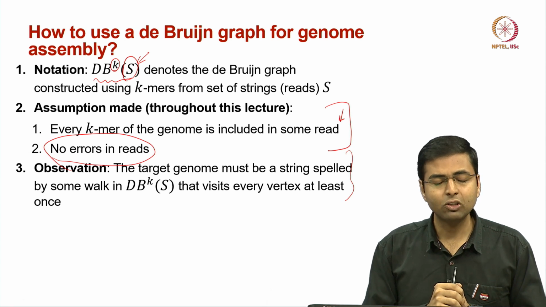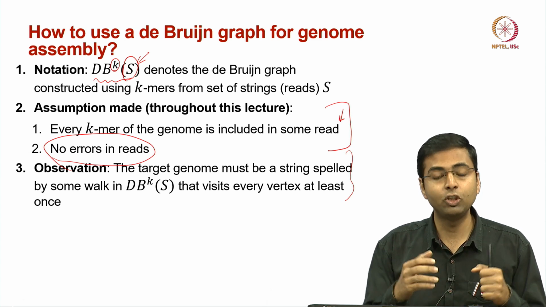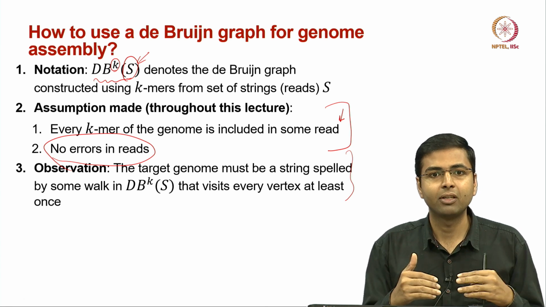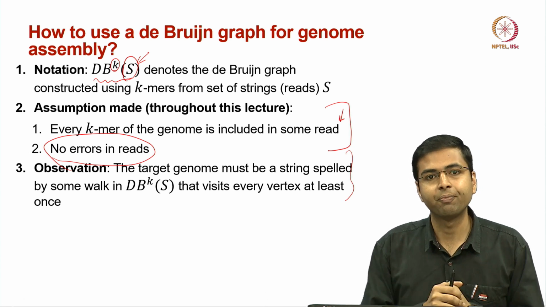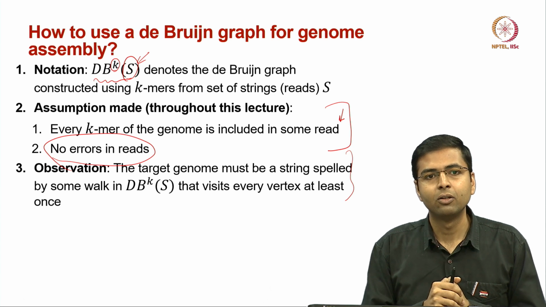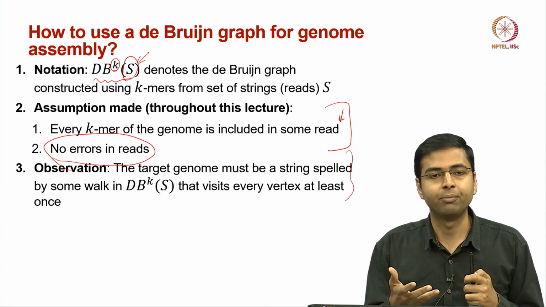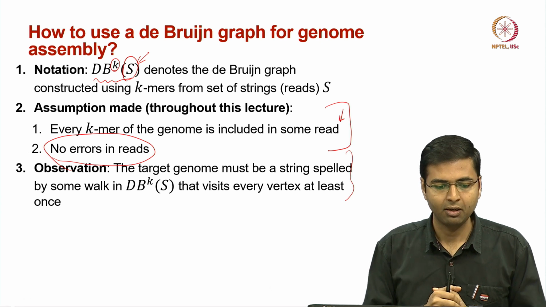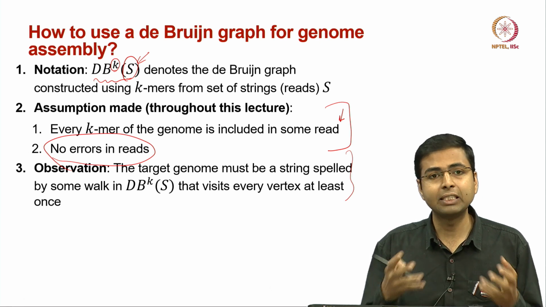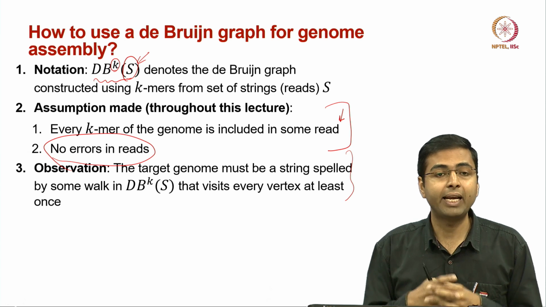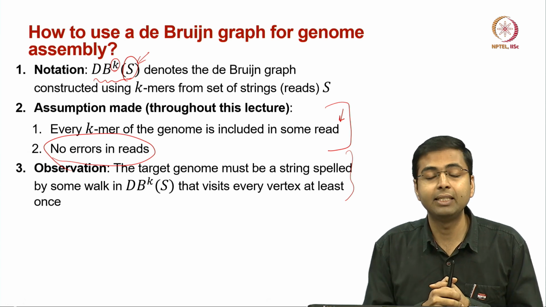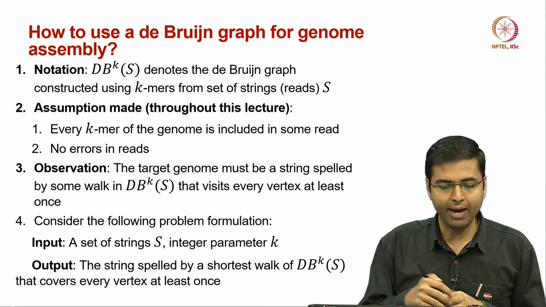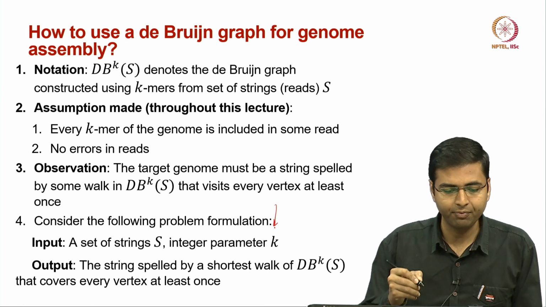Now, this observation alone does not give us the genome sequence, because there can be many walks in the graph that are vertex covering. So, how do we formulate a problem that gives us the genome sequence as output? Well, we can again try maybe the parsimony principle, that is we can assume that maybe the simplest solution is correct. So, if we go with the parsimony principle, we can define the problem formulation as follows.